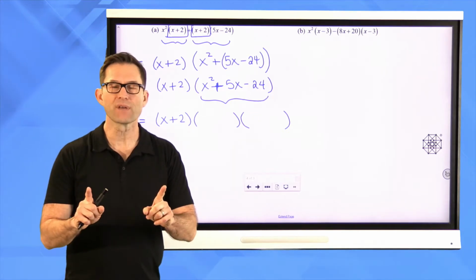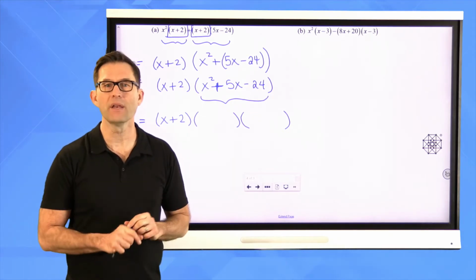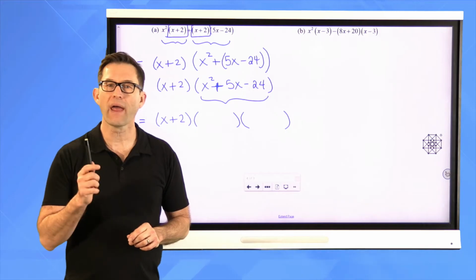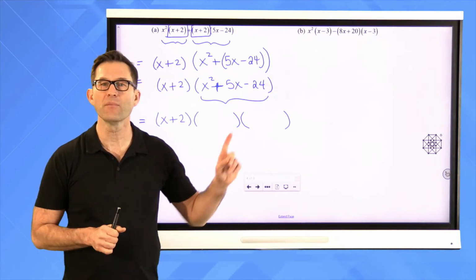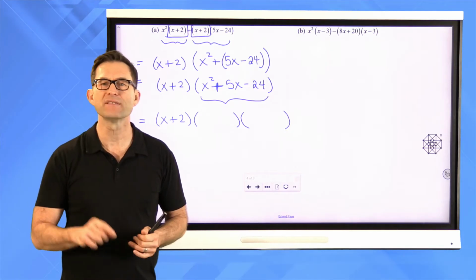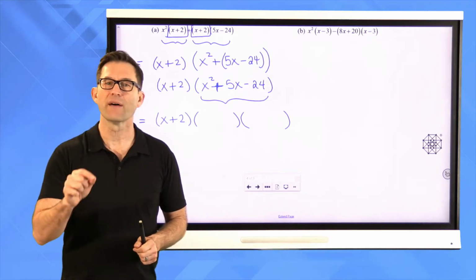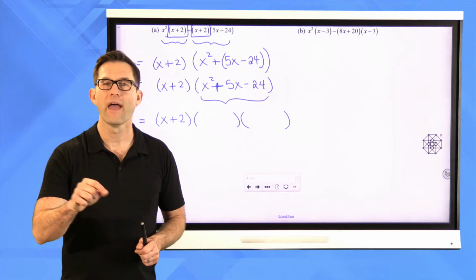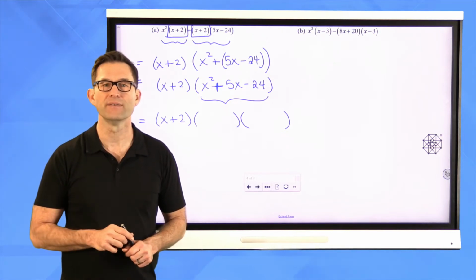So one of the numbers has got to be positive, one of them's got to be negative, and the larger one has to be positive so that when I add them together, I have a positive sum. I'd like you to pause the video right now and see if you can think of two numbers that have a product of negative 24 and a sum of positive 5.